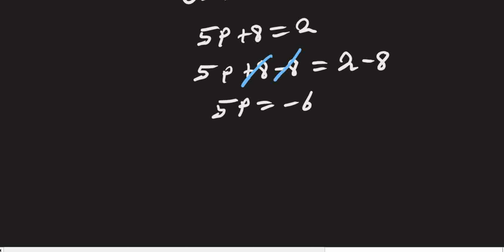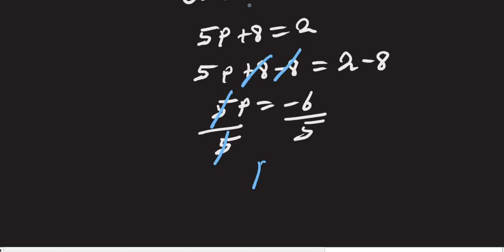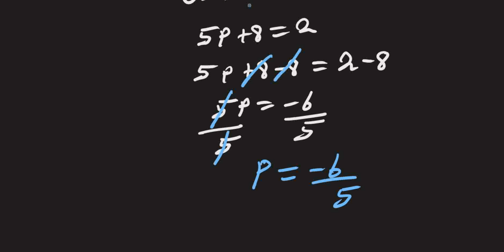So now divide both sides by 5. So 5 is going to cancel 5 from here, and p is now equal to negative 6 over 5.